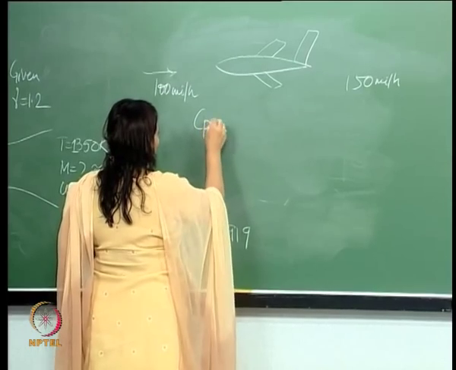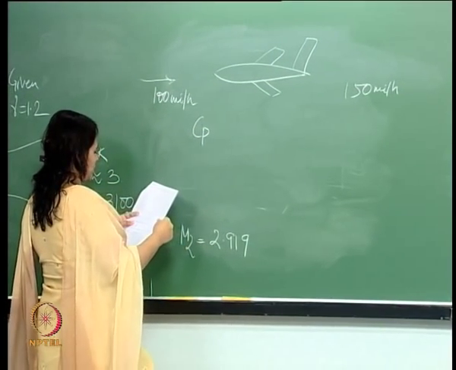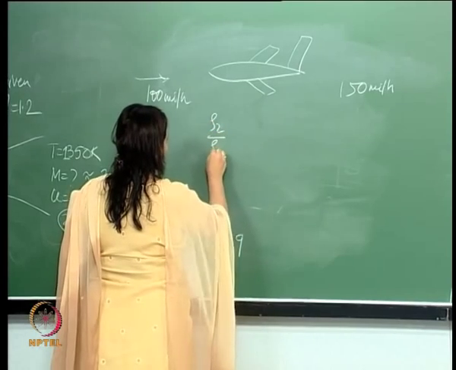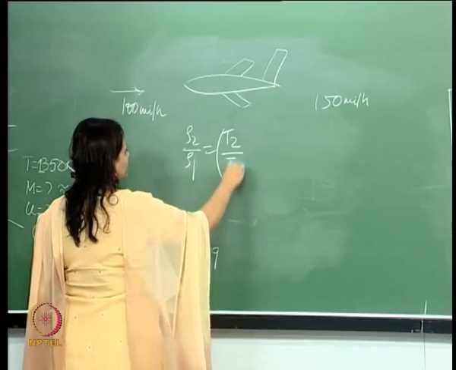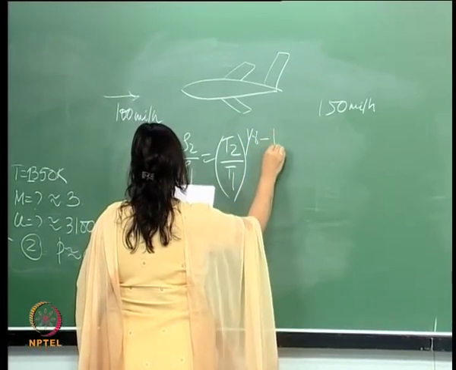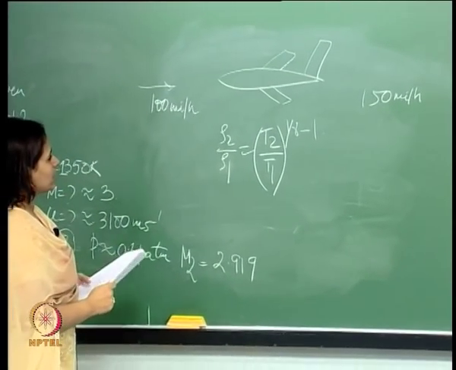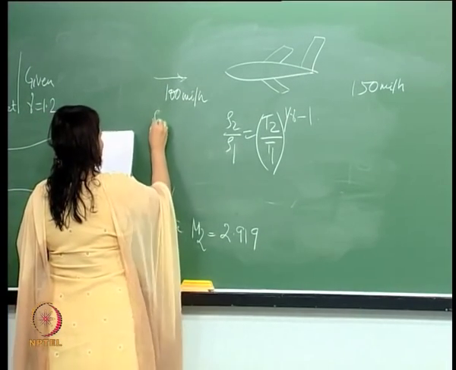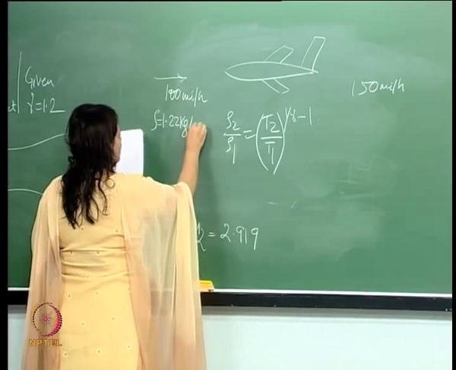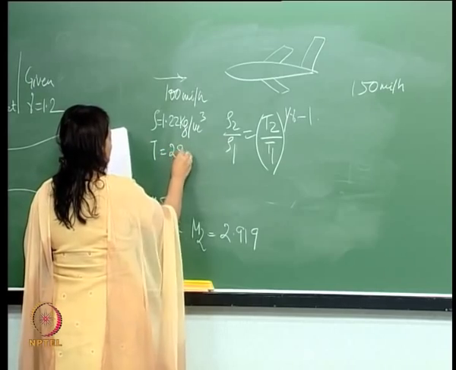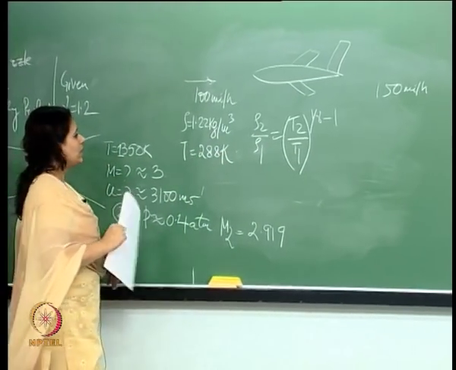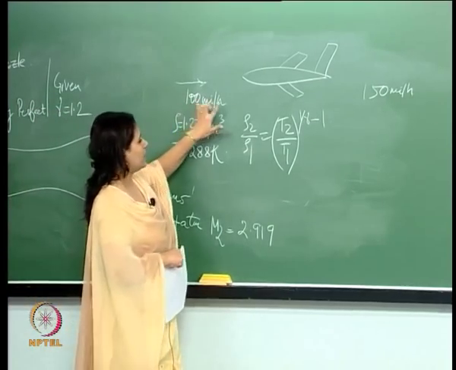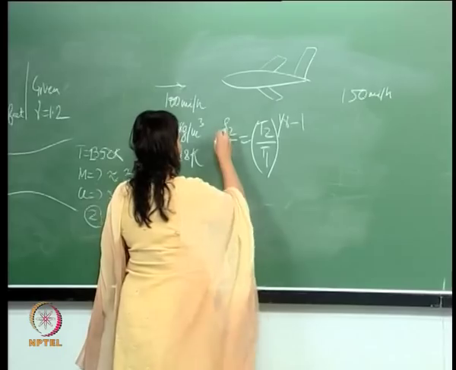So Cp, we'll use this relationship. We'll use our isentropic flow relationships. At the standard sea level conditions, our density is 1.22 and temperature is 288 Kelvin. These are the standard sea level conditions. What I know from here are the velocities, and these are the isentropic relationships.